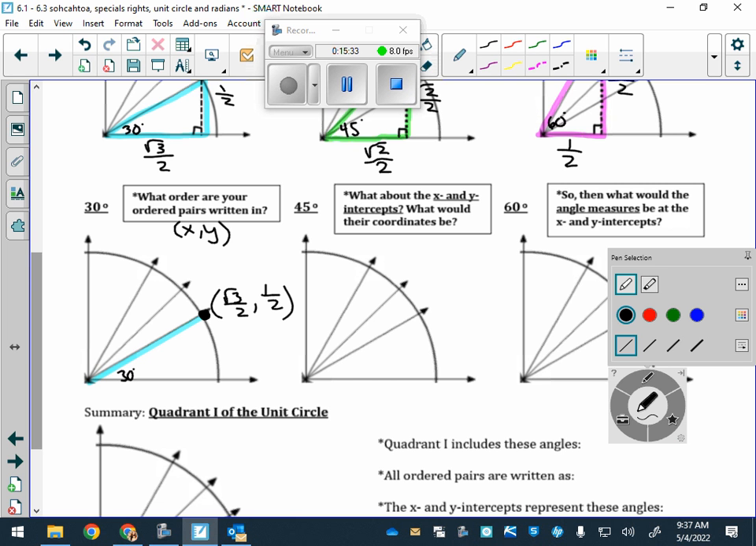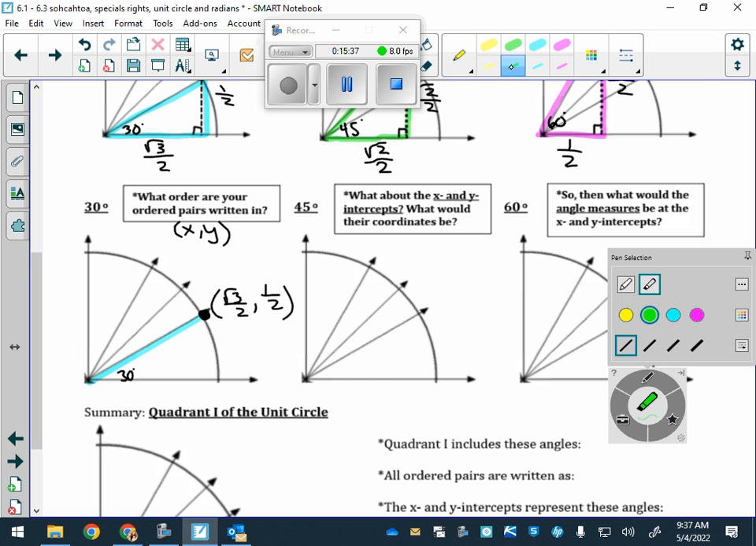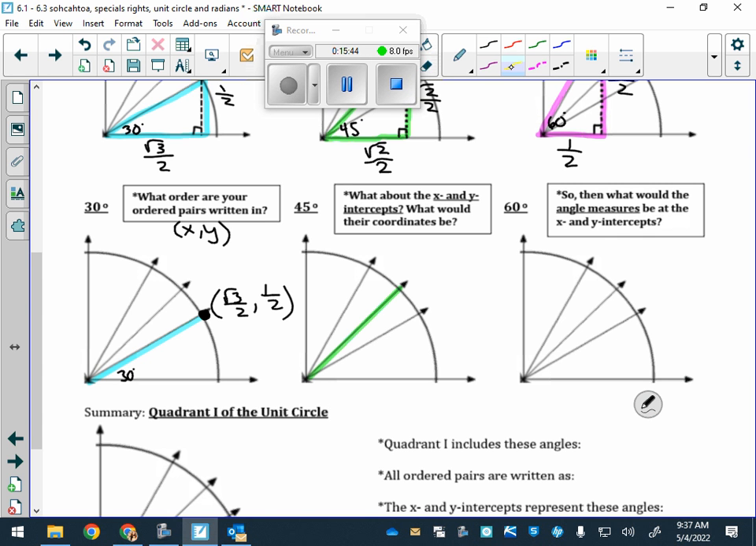Okay? So now we move on to that middle line, which is 45 degrees. What would that point look like? Alina? Good. Root 2 over 2. Root 2 over 2.